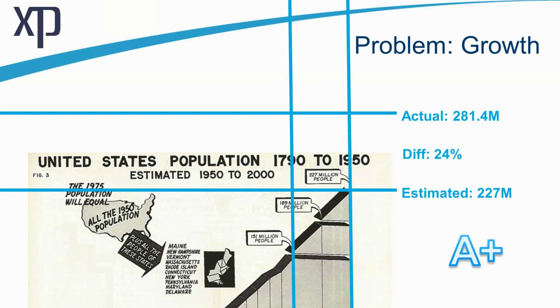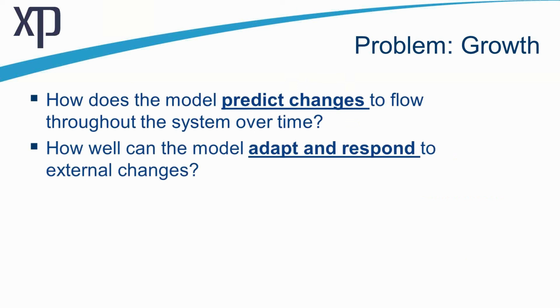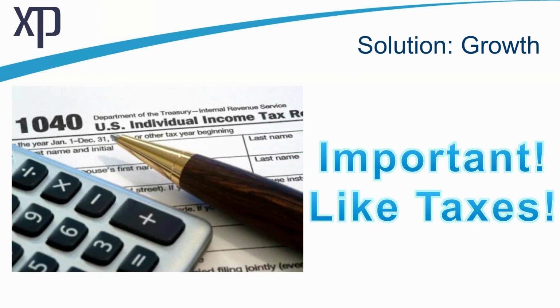So maybe a more practical way to state that problem is, how can a model, any model, predict changes to flow? Well, it can't really predict changes, but it can adapt and respond to those changes. And there are some ways that are more practical than others to do that. So let's cover those solutions. And I like to say that's important like paying taxes. And by that I mean it's not necessarily the most fun to do all this work, but this is really the most straightforward way to do it.